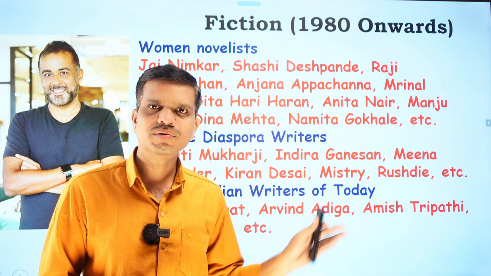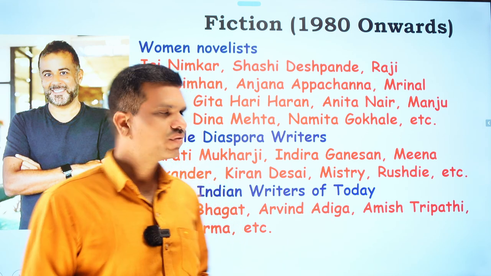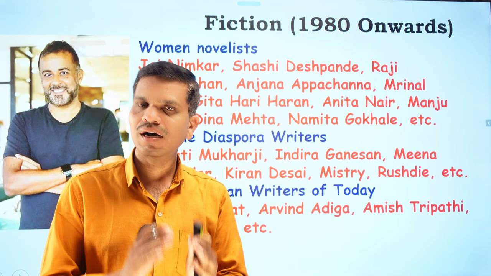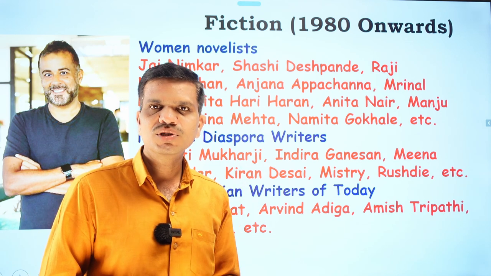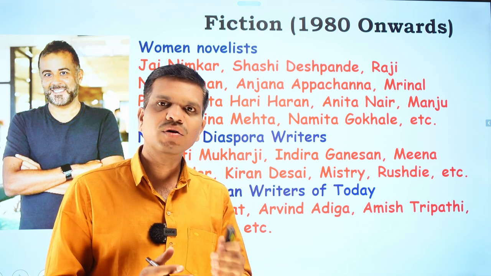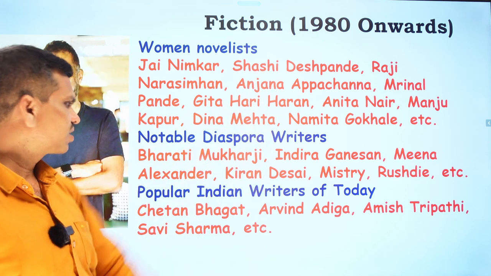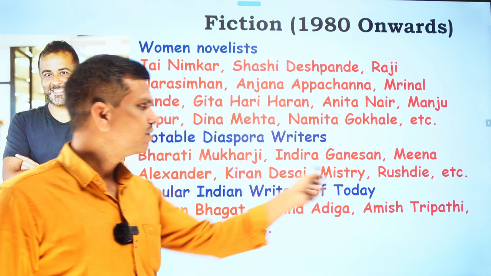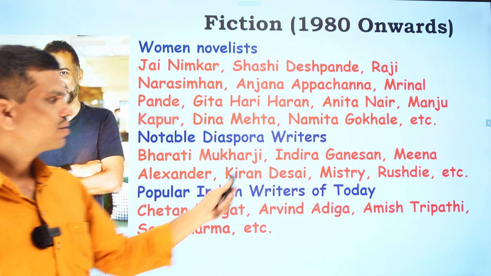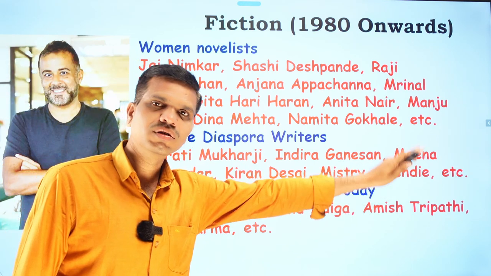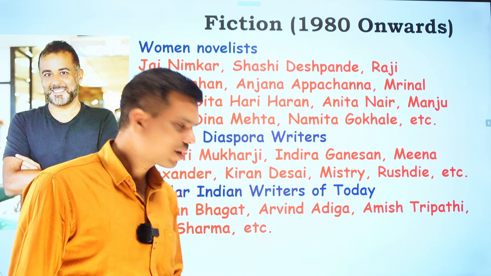Here we have tried to conclude them in brief. So these novelists are for our understanding. For more information, please go to the internet or check on Google. Next, we have some notable diaspora writers from the same period. We have Bharati Mukherjee, Indira Ganesan, then we have Meena Alexander, Kiran Desai, Rohinton Mistry, Rushdie, etc. There are some diaspora writers too.